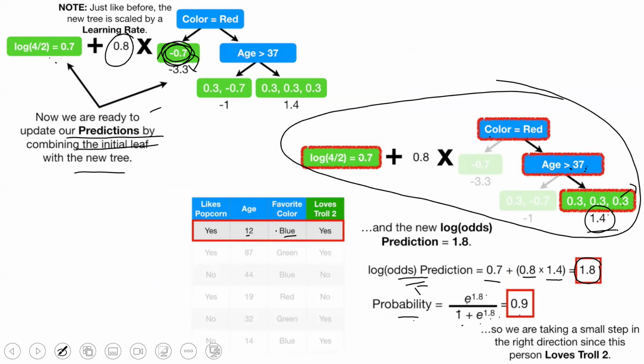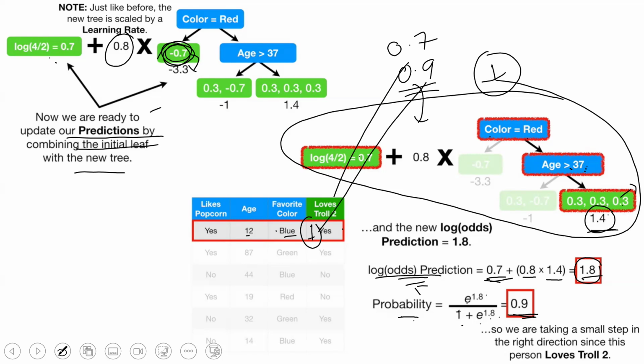But for now, the new log of odds calculated for this particular record is 1.8. If you calculate the probability, it is 0.9. The initial prediction that we made is 0.7, and now the new prediction after the first tree is 0.9. It is coming close to 1, and the actual value for this is 1. So with one step, we are making a small step in the right direction, from 0.7 to 0.9, since this person loves Troll 2.